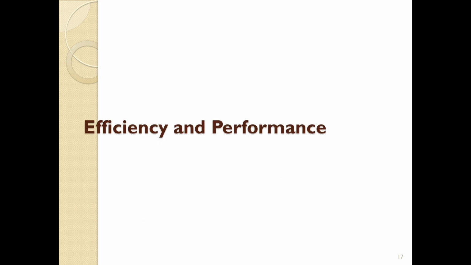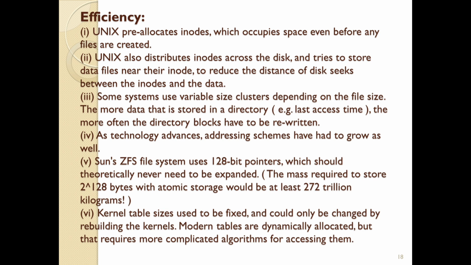Efficiency and performance. Unix pre-allocates inodes, which occupy space even before files are created. Unix also distributes inodes across the disk and tries to store data files near the inode to reduce the distance of disk seeks between the inodes and the data. Some systems use variable size clusters depending on the file size. The more data that is stored in a directory, the more often the directory blocks have to be rewritten.